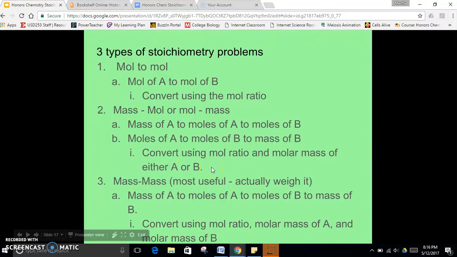not both of them. The last one, again, the most useful one, mass to mass, is where I go from mass of A, so I start with gram amounts of A, and then I convert that to moles of A, convert it using the mole ratio to moles of B, and then convert that using the molar mass to mass of B. So by using the mole ratio with the molar mass of A and the molar mass of B, I can do this simple 3-step problem.